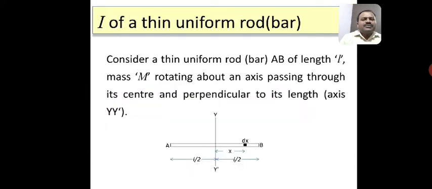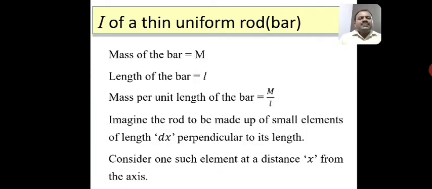First, let us try to calculate the moment of inertia of a thin uniform rod or bar. Consider a uniform rod AB of length L, mass M, capable of rotating about an axis passing through its center and perpendicular to its length. So that is y dash, the axis under consideration now. The mass of the bar is M, L is the length of the bar. Therefore, the mass per unit length of the bar is equal to M by L.